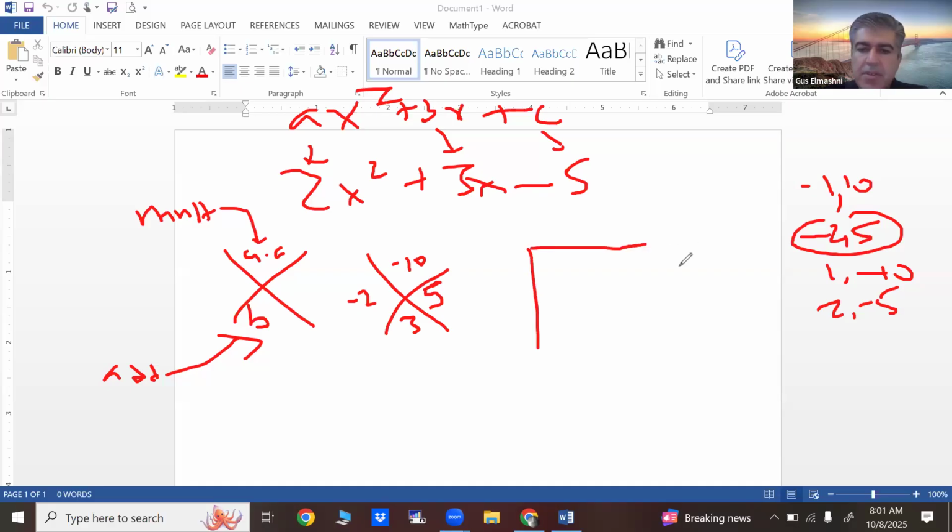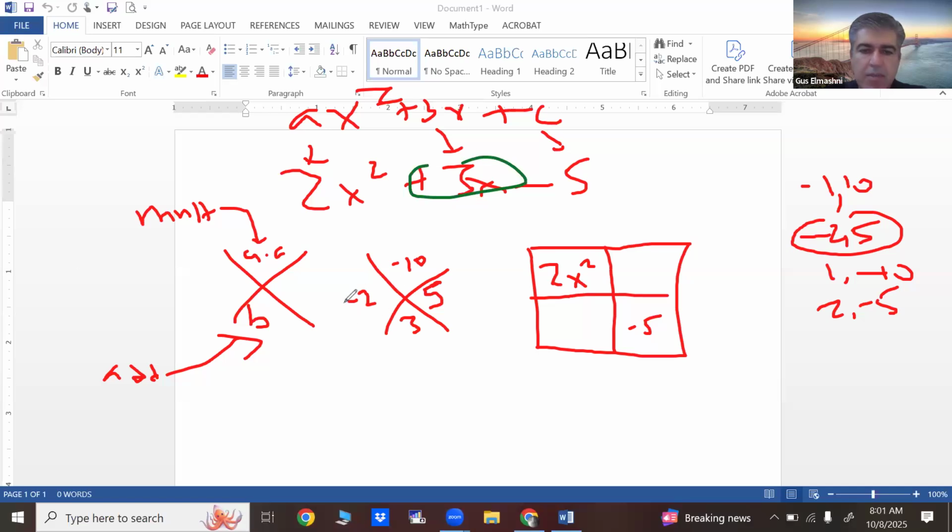Then what I do is I do a box. I make a 2x2 grid. I put the leading term 2x squared in the upper left quadrant. I put the constant -5, the last term, in the lower right quadrant. And the whole point of doing this is to split 3x. So 3x is split as -2 and 5, so you're going to write it as -2x and 5x. That's why we did a diamond, to split the middle term.